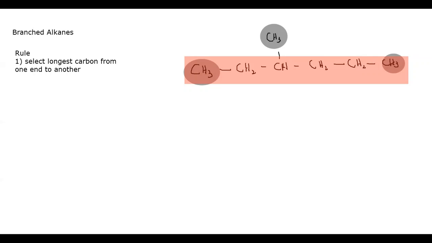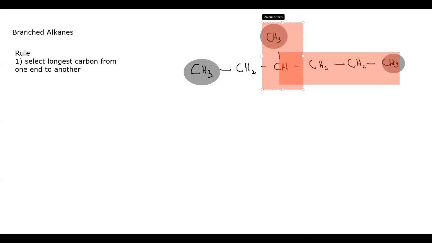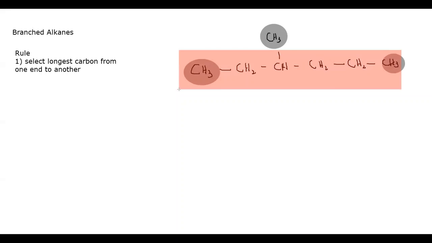So this is the one I should select because this is having 6 carbon atoms. Why I did not select this one from left to up? Because this is having 4 carbon. Why I did not select from right to top? Because this chain is having 5 carbon. But when I select from right to left or left to right, this is having 6 carbon atoms. So this is my longest chain. So first what I did, I select the longest carbon chain.